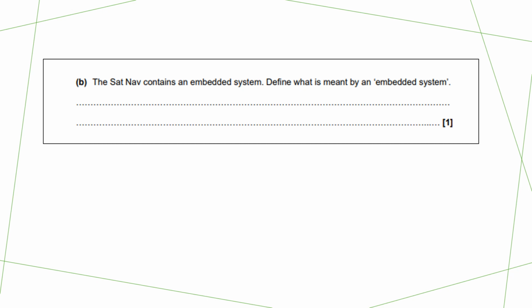Part B for question 3 says the sat-nav contains an embedded system. Define what is meant by an embedded system. So this is only a 1 mark question. You just need to think about the definition of an embedded system. You can't put examples in for this particular one because you just have to give a definition. An example might help you to describe or explain something, but this is just talking about a definition. So see if you can write a definition before moving on.